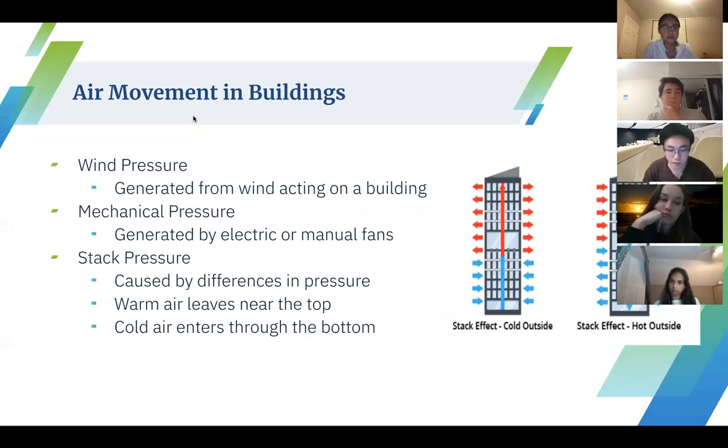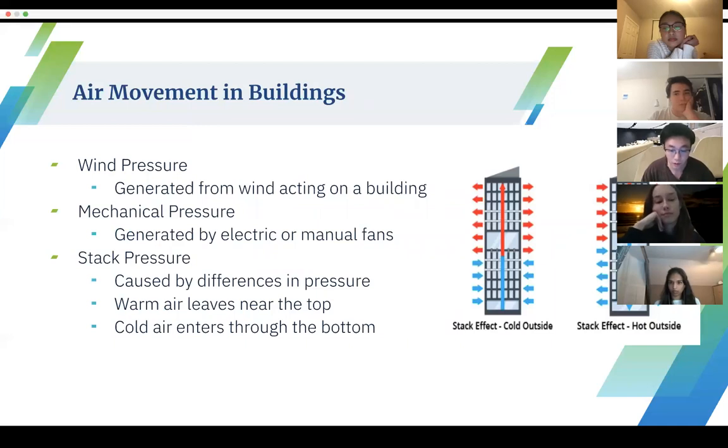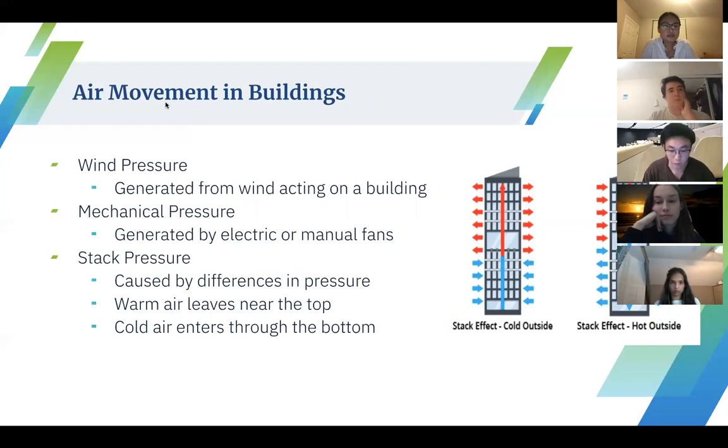And the next topic in building science is air movement in buildings. This consists of 3 different types, which are wind, mechanical, and stack. Wind is the first type, and it's basically pressure that's generated when wind is acting on a building. The second one is mechanical, where air movement is essentially induced by flow from electric or manual fans. And the third one is stack effect on a building, which is caused by air movement due to pressure differences.